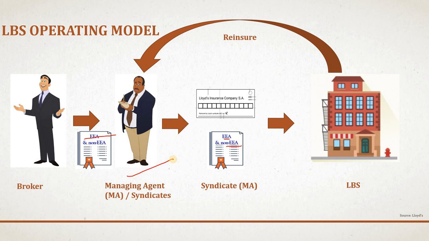The LBS will receive the risk data as structured data from the SDC. It will validate the data. Any query will be passed back to the syndicate or managing agent. Once the validation is done, the direct insurance policy will be captured by the LBS.